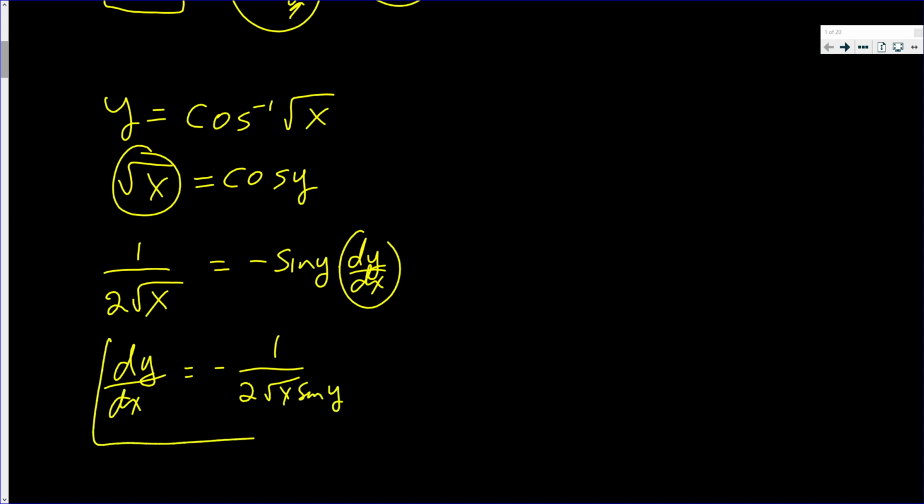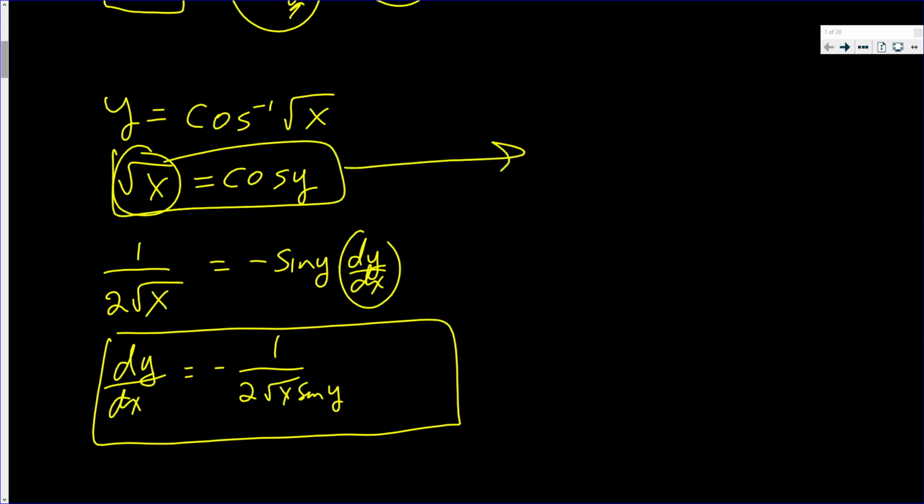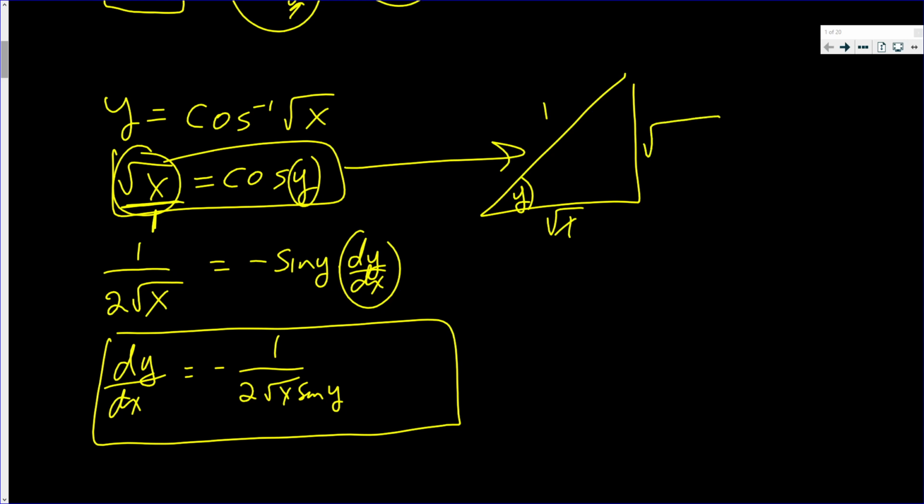This answer is 100% correct. But most probably, your instructor would want you to write it only in terms of x. So we use this. Y is the angle. How do I know that? You take cosine of angles. And remember, square root of x is the square root of x over 1. So the cosine of the angle is adjacent over hypotenuse. This side's going to get this squared minus that squared.